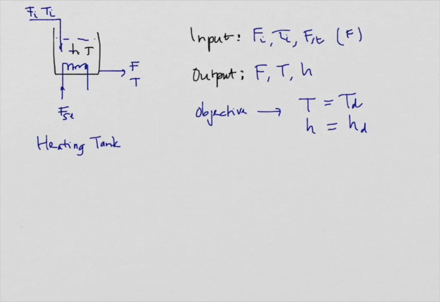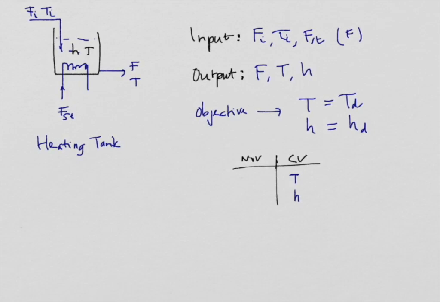We classify our variables into two classifications: MV, that is the manipulated variable, and CV, that is the control variable. What is the control variable? The control variables are T and H, the temperature of liquid and the level of liquid. That is the control variable.